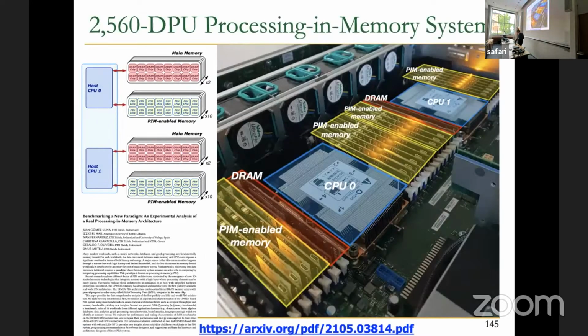So this is what the system looks like. This is a real version. Unfortunately, they made the decision that there is main memory in the system, but then there's also PIM-enabled memory.